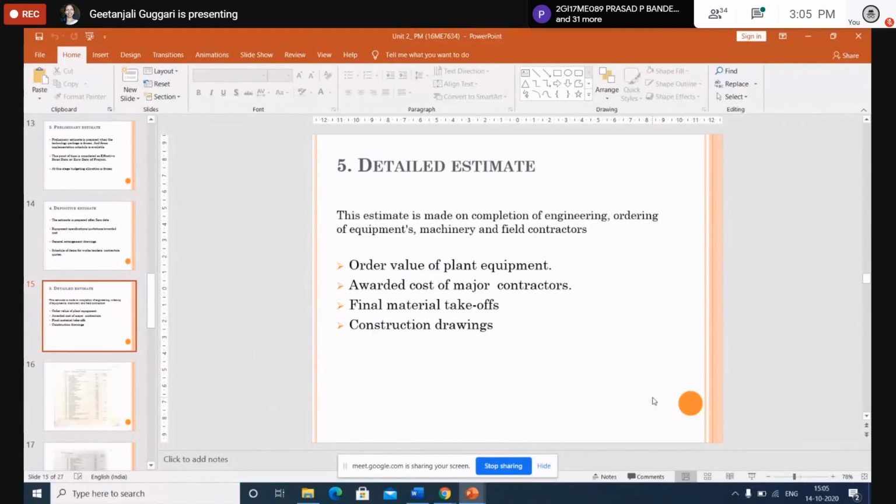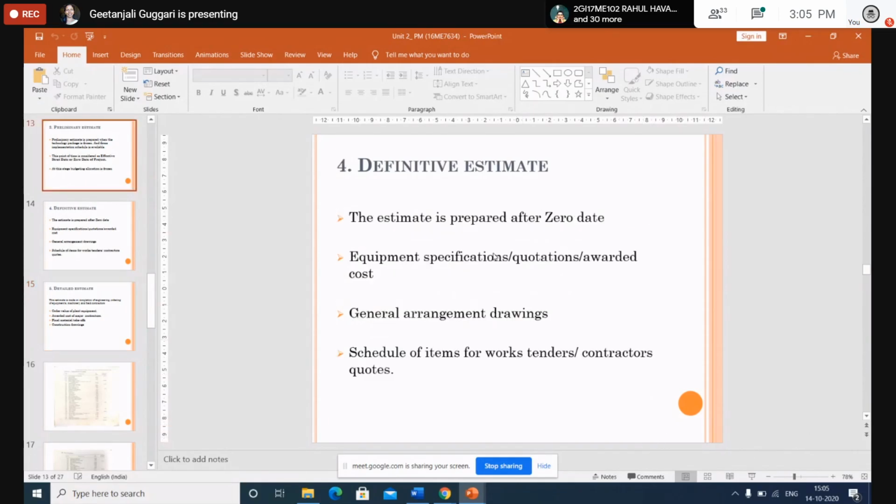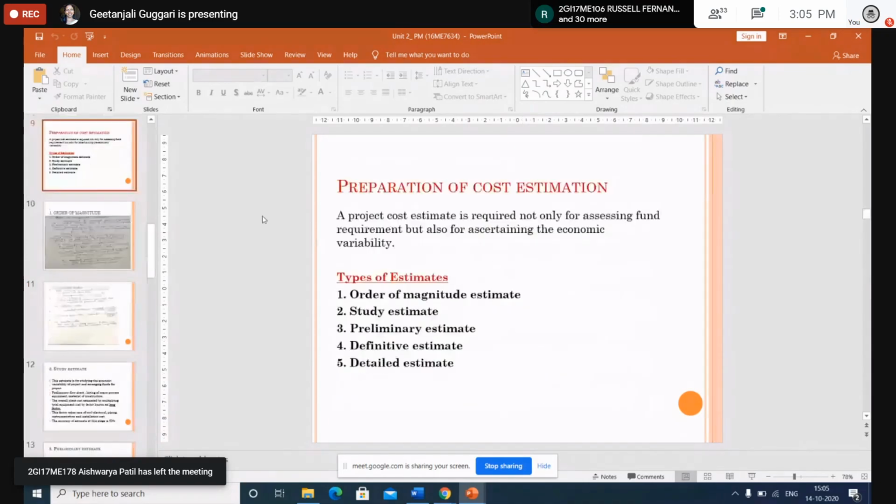Don't get confused between the methods used for profitability analysis and the types of cost estimation. These two are different. Cost estimation methods are different and project profitability analysis methods are different. So what are the cost estimation methods? Order of magnitude estimate, study estimate, preliminary estimate, definitive estimate, and the detailed estimate. So these are the different methods of cost estimation.